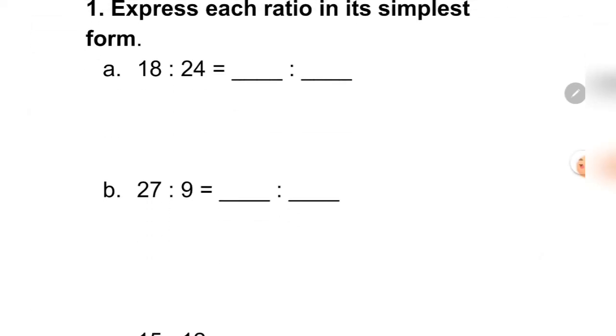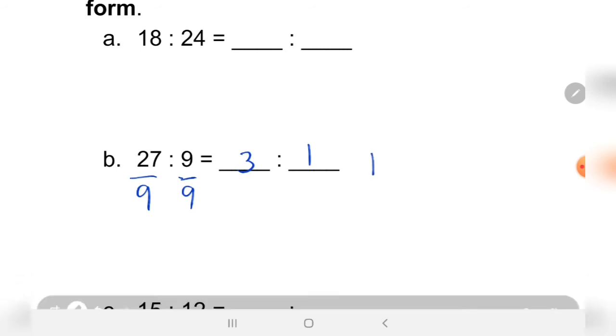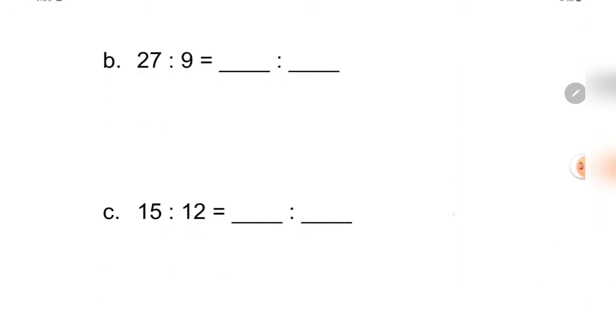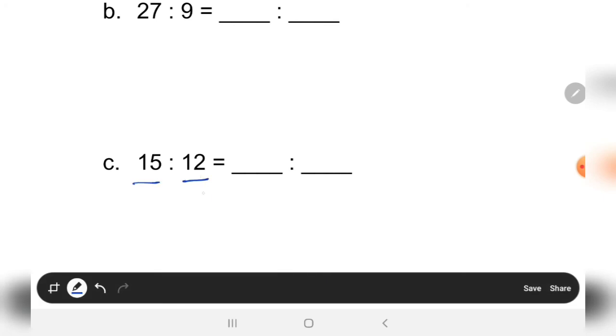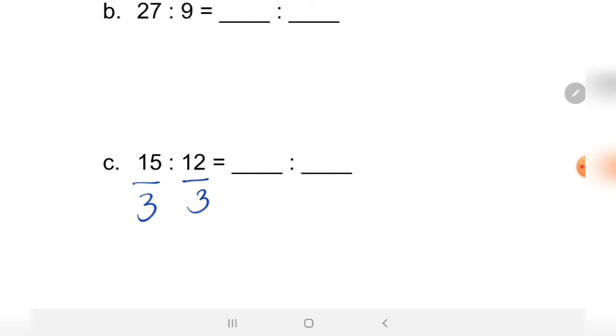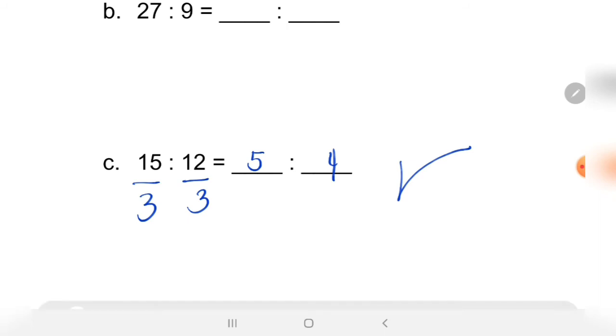Next, number 2. 27 to 9. Let's find the common factor. What is the common factor of 27 and 9? That is 9. So 27 divided by 9 is 3, and 9 divided by 9 is 1. So this is now our simplest form. Next, 15 to 12. What is the simplest form? What is the common factor? Yes, that is 3. And then 15 divided by 3 is 5, 12 divided by 3 is 4. And we got the simplest form.